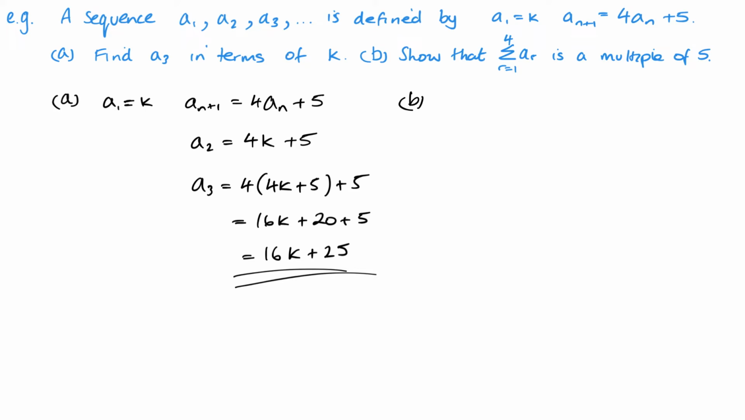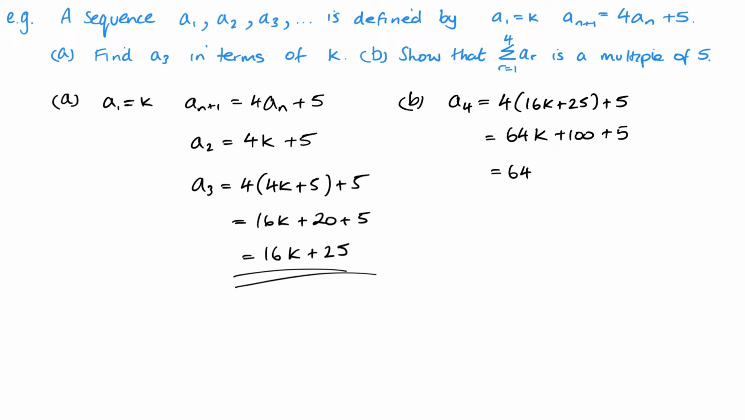Now part B wants me to show that this sum is a multiple of 5. Now I've already got the first term, the second term and the third term, so it makes sense just to find out what the fourth term is. The fourth term will be 4 lots of the third term plus 5. 4 lots of 16 are going to be 64. 4 lots of 25 is 100 plus that 5.